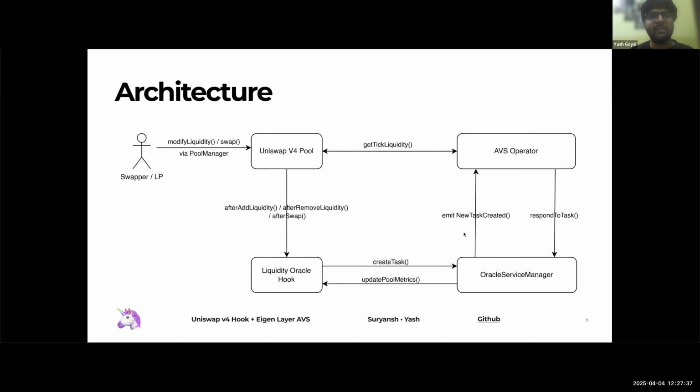So the way it works is when a swapper or LP interacts with the pool, what our Oracle hook does is we monitor their actions every time, and we have a set of very extensive thresholds. And whenever these thresholds are met, we notify the Oracle Service Manager, which then emits an event with all the relevant data. And the AVS operators continuously monitor these events. And based on the data given by these events, they calculate all the statistical computation and get the relevant pool metrics, and post it on chain to the Oracle Service Manager, which then updates the data in the Oracle hook.